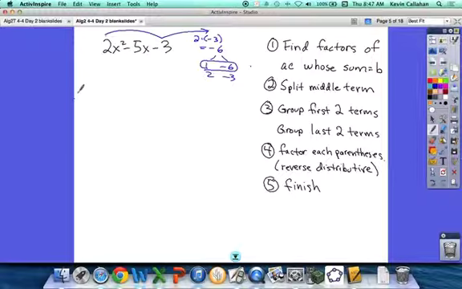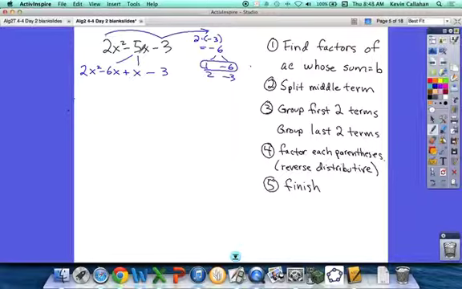Okay, now second step. Split the middle term, right? The middle term is negative 5x, right? If we said that negative 5 equals 1 plus negative 6, then let's write it like that. Let's write 2x squared, I'm going to write it in this order, minus 6x plus 1x minus 3. Right, so I've just taken the middle term and I've split it up into two terms. Because isn't that the same thing? Negative 6x plus x is negative 5x, so I didn't change the value of anything here.